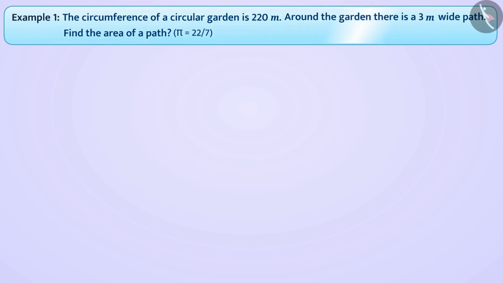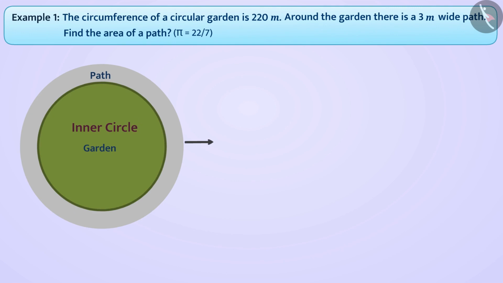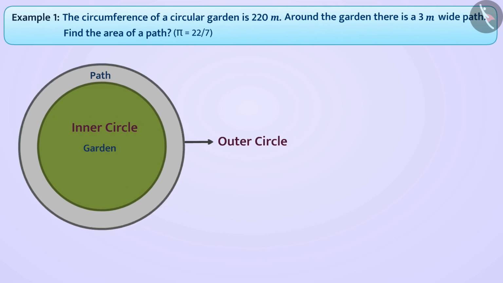For the given information, we can draw a figure like this. The inner circle in the figure represents the boundary of the garden and the outer circle represents the outer boundary of the path. The area between these two circles represents the area of the circular path. We have to find the area of this path.